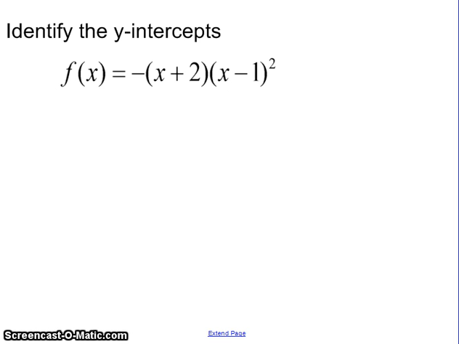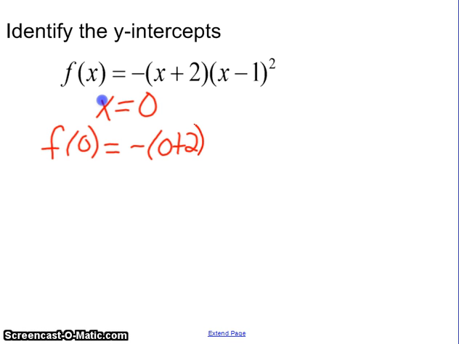Okay, so now I want to find the y-intercept. To find the y-intercept, I'm setting x equals 0. So I've got f of 0 equals negative (0 plus 2) times (0 minus 1) squared. Be careful with your signs here. Be careful if you are tempted to skip steps. I'm going to bring that negative down. I'm going to simplify these parentheses. 0 plus 2 is 2.